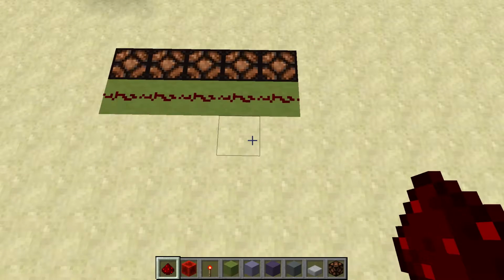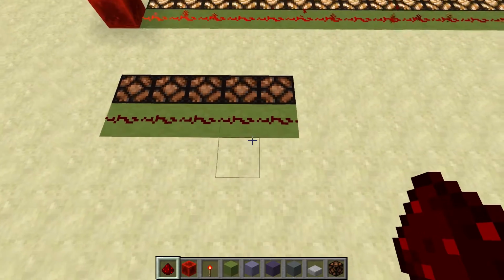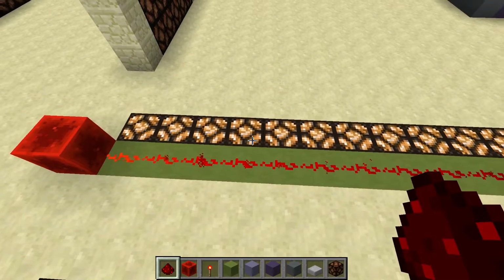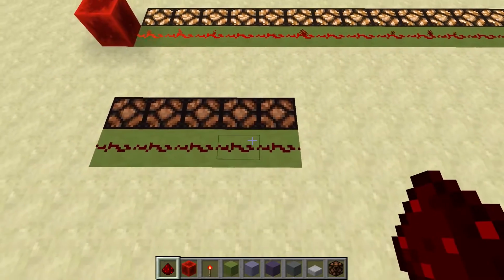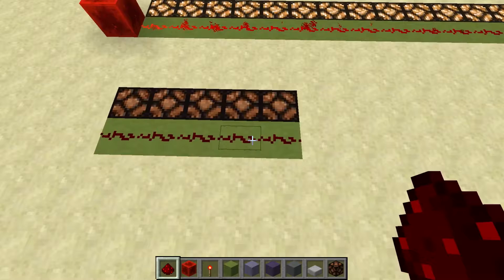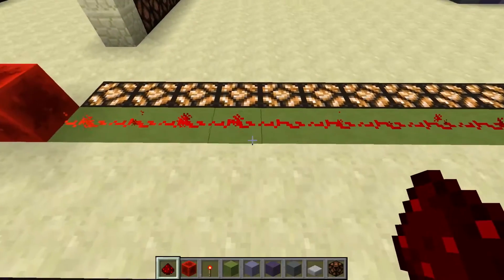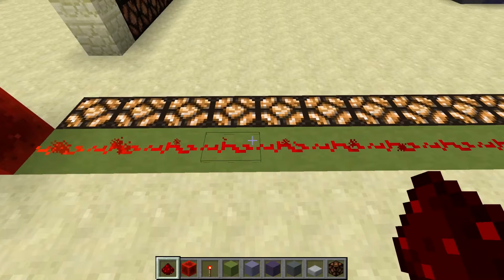Redstone has two basic states. One of them is off, and one of them is on. As we can see from the lamps, when it is off, the redstone does not glow, and when it is on, the redstone does glow, and we can see that it also has fancy little particle effects.